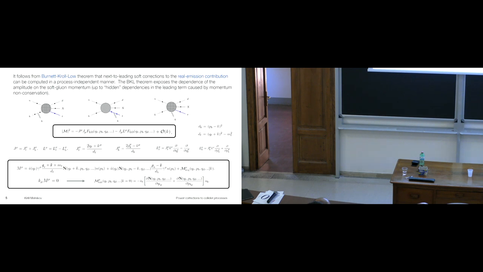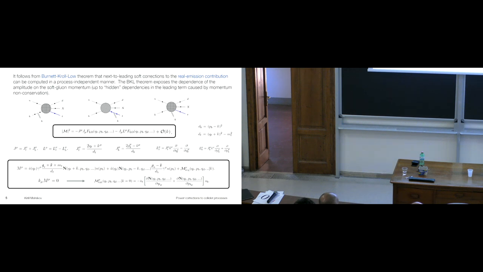I'll say a few things at the end about how this construction generalizes later in the talk. Now, it is important that this formula, although we say that it exposes the dependence on the photon momentum, because in this function there is no dependence on this soft gluon momentum left. They're all either in the current or in this operator L.